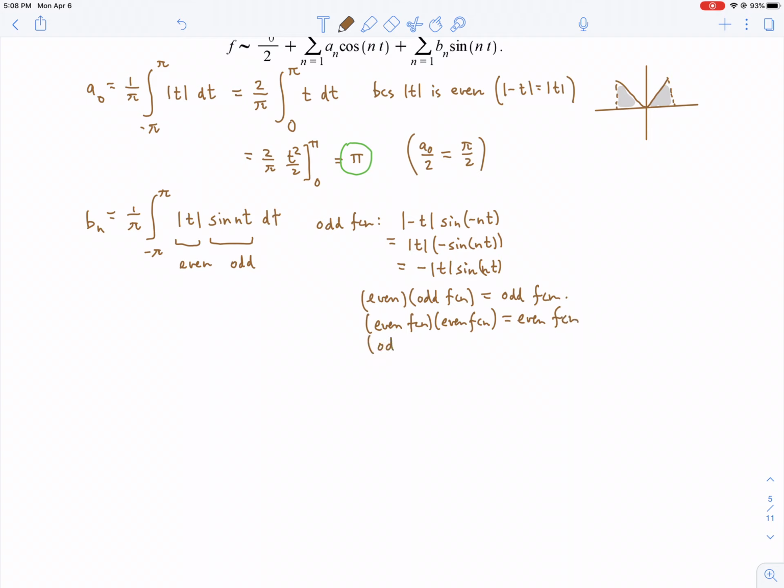And an odd function times an odd function is always an even function. That's because replacing t with minus t in each function changes the sign, so you get two negatives, and they multiply to a plus 1 when you're comparing the product at minus t to the product at t.